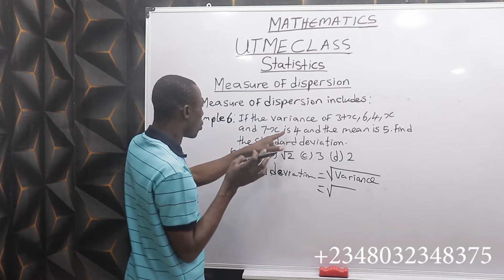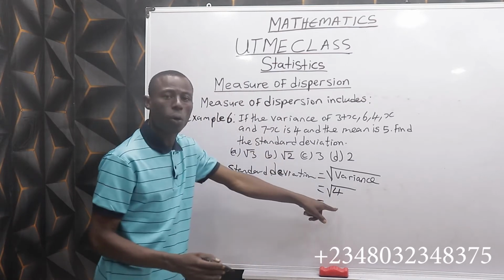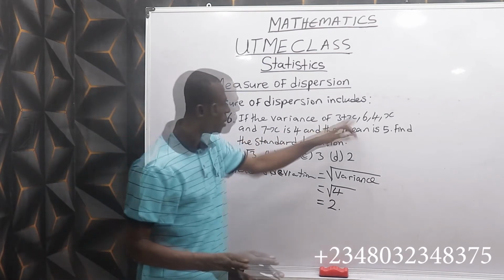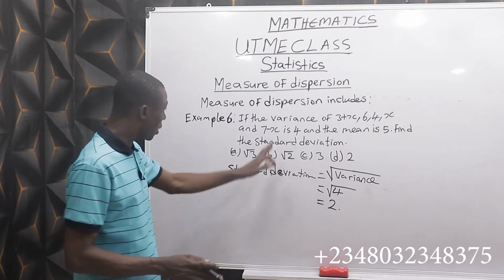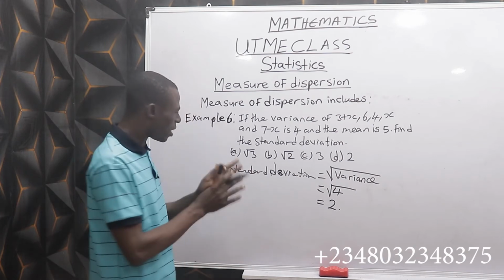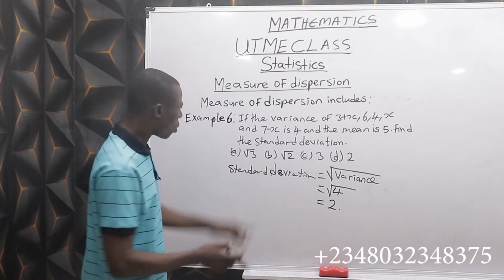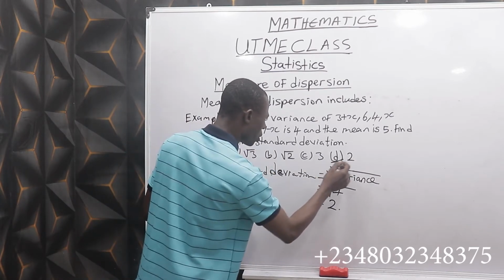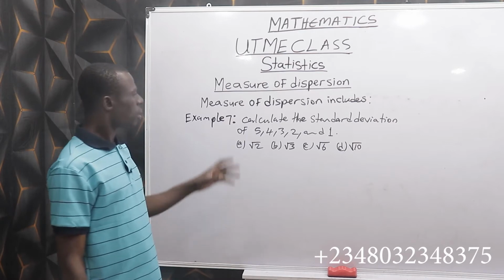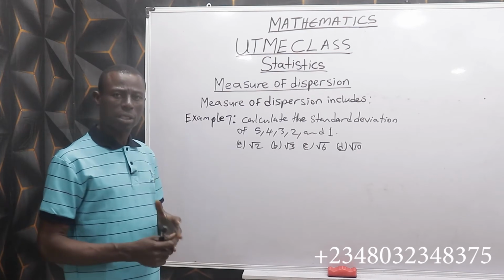And variance is given to be what? 4. Look at this very well. Put it inside the square root. Therefore, what is square root of 4? 2. That's just it. All the algebraic values and the numeric values put together here are just to confuse you. You just must understand the relationship between standard deviation and variance, and that is what you need to tap into here. So the correct option is option D. Let's consider example 7. Now I need to give you the formulae for variance and standard deviation.